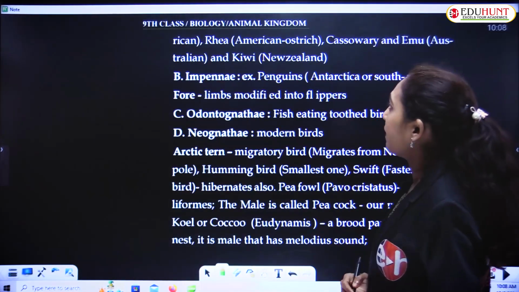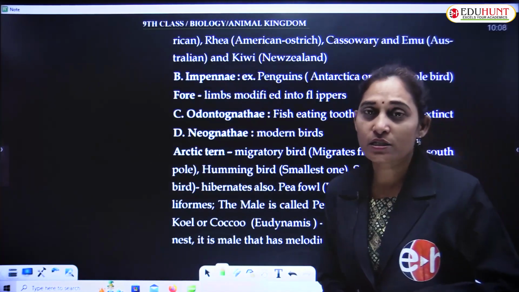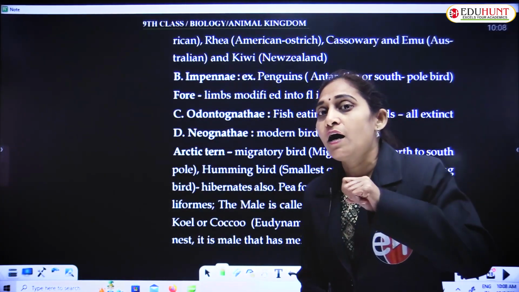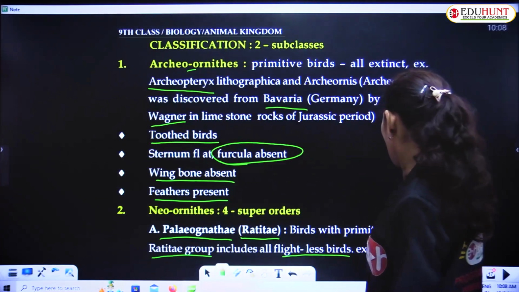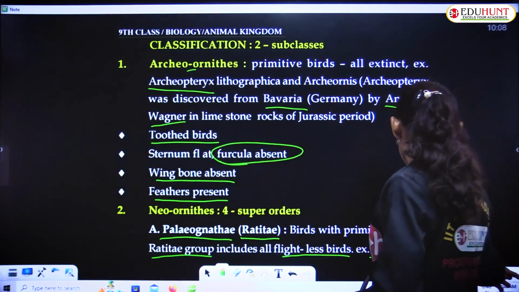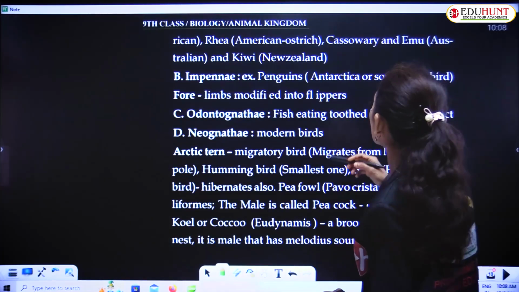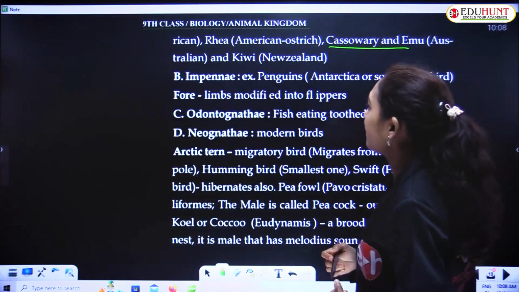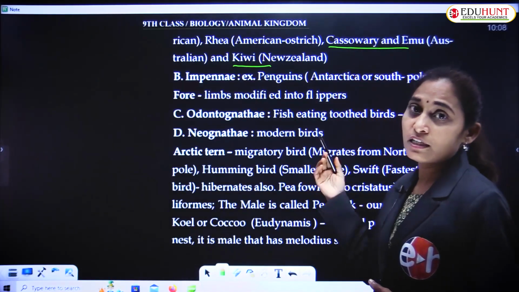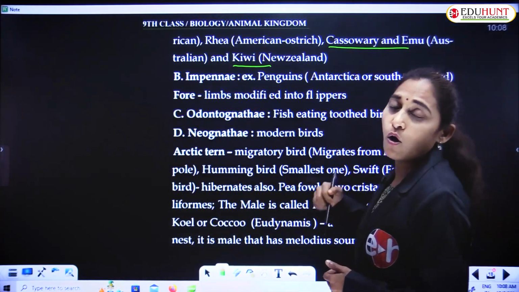Rhea americana is also an ostrich, but it is found in America, the American ostrich. The African ostrich is Struthio camelus, and Rhea americana is the American ostrich. And cassowary, emu, and even kiwi are other examples. Kiwi is present in New Zealand. Cassowary and emu are confined to Australia.